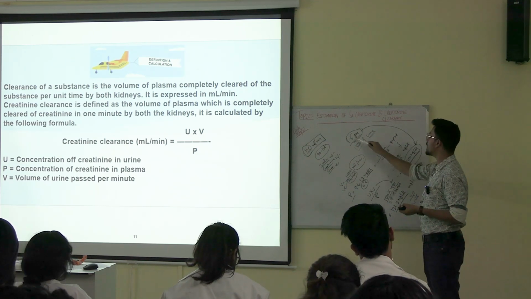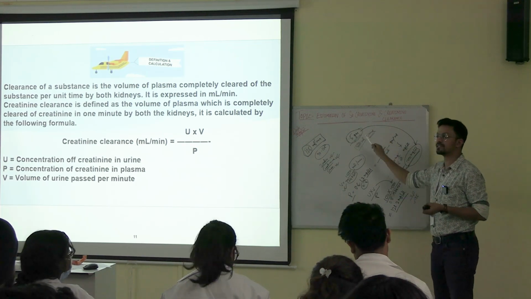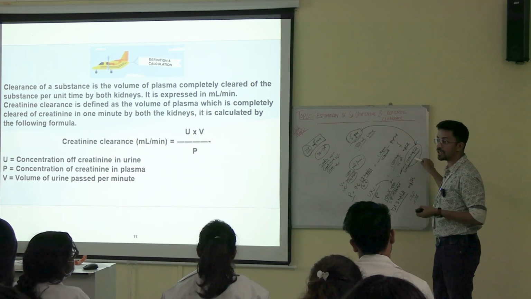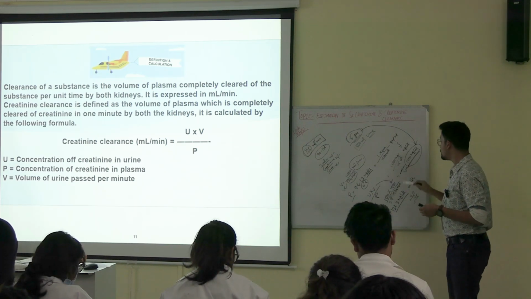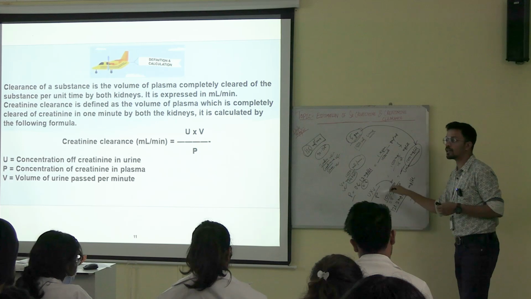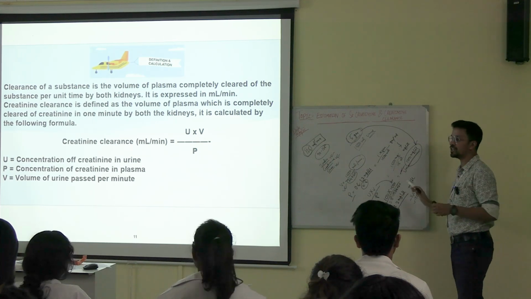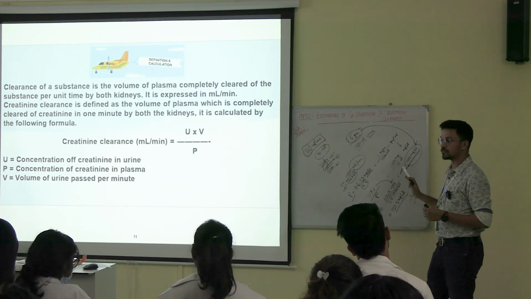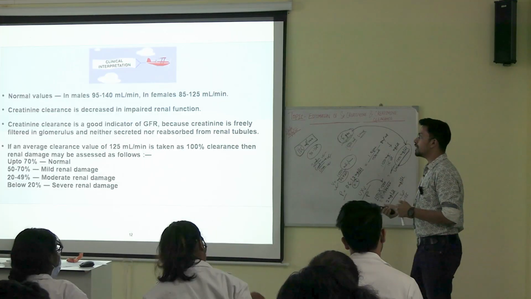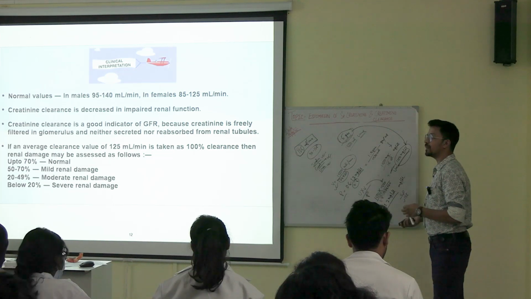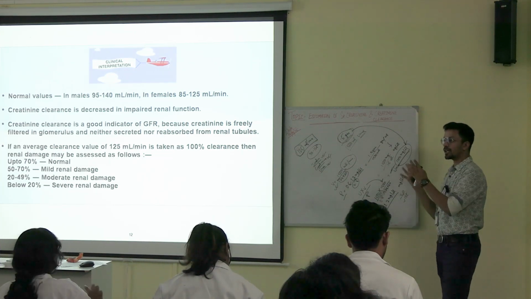I have just shown you why this gram per day is not necessary for us. We need mg per dl, for the equation to solve. Got it? Don't ever put 1 gram instead of 100, then your value will completely change. You will never get this value. Just keep these things in mind. That's all. What are the normal values? In males, it is 95 to 140 ml per minute. We are talking about clearance now.